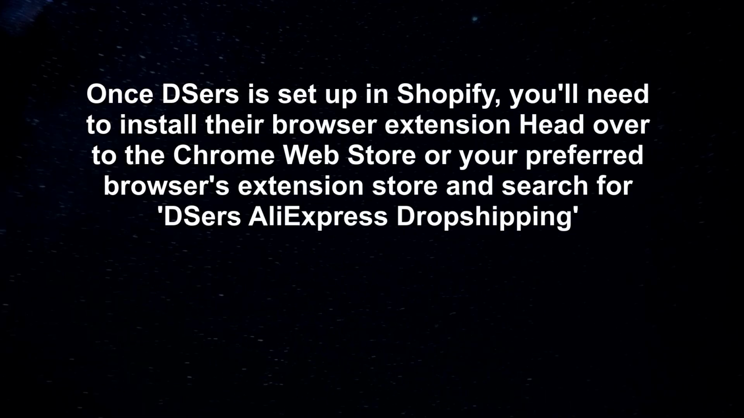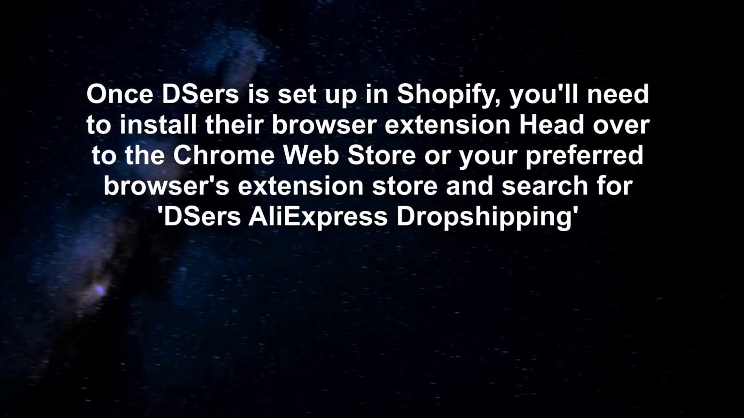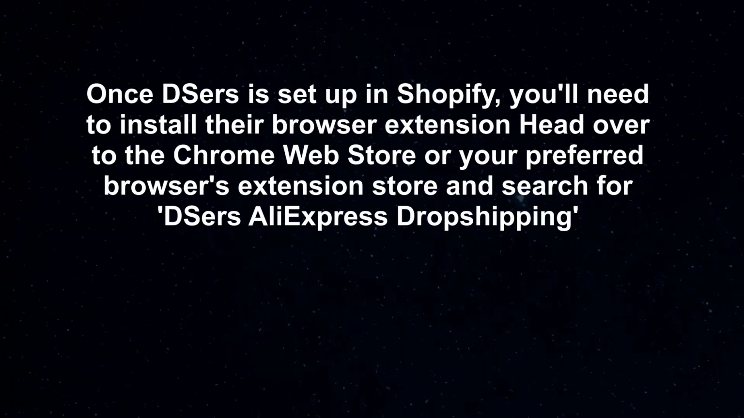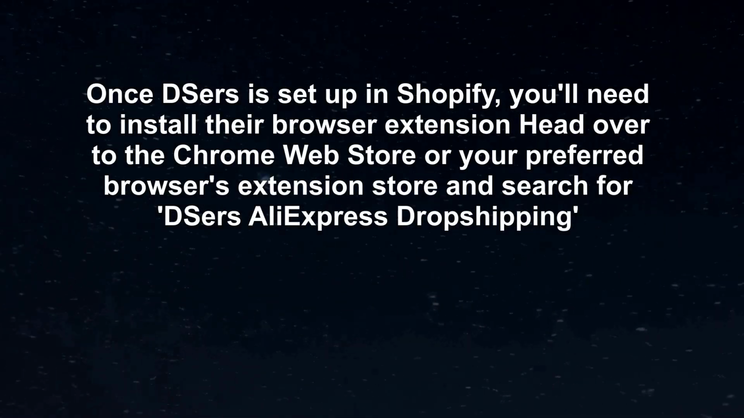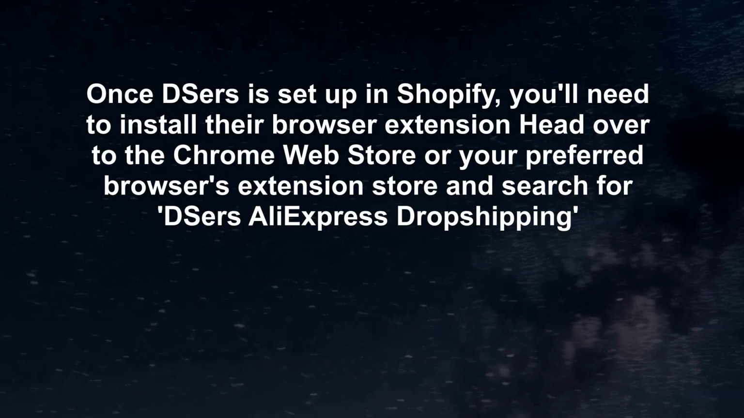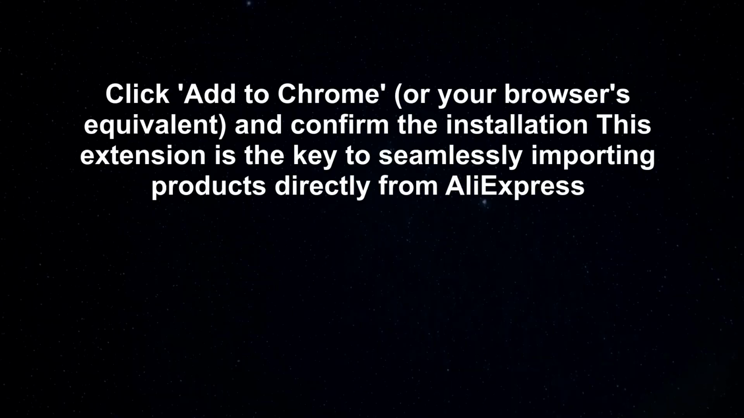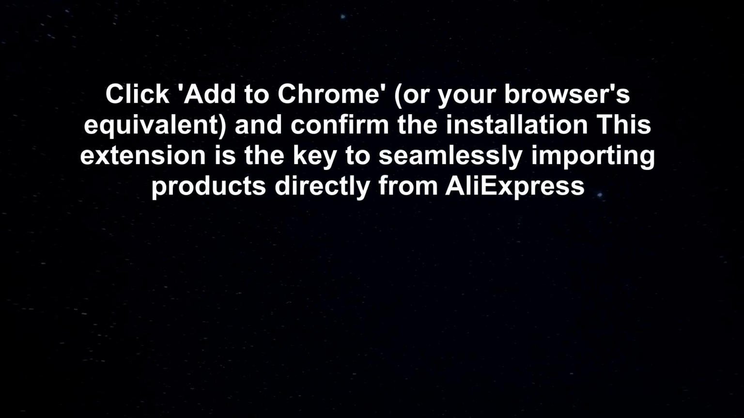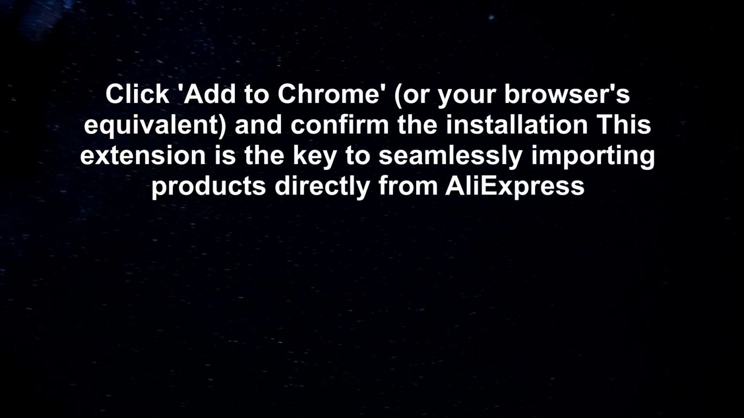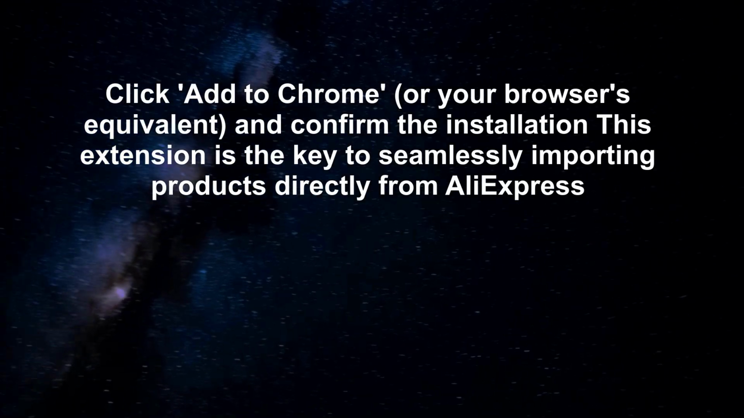Once DSers is set up in Shopify, you'll need to install their browser extension. Head over to the Chrome Web Store or your preferred browser's extension store and search for DSers AliExpress Dropshipping. Click Add to Chrome or your browser's equivalent and confirm the installation. This extension is the key to seamlessly importing products directly from AliExpress.